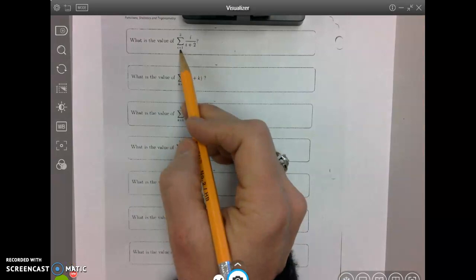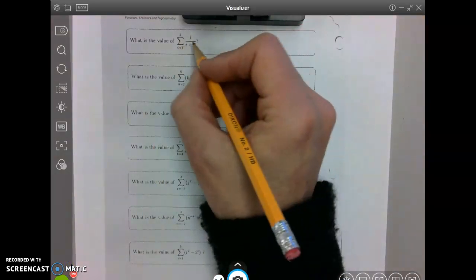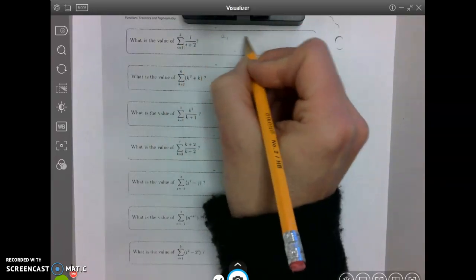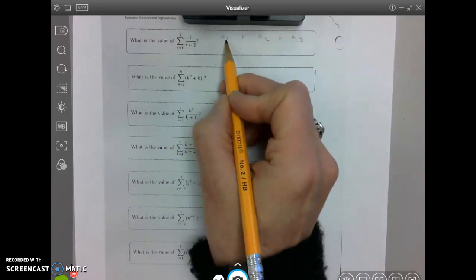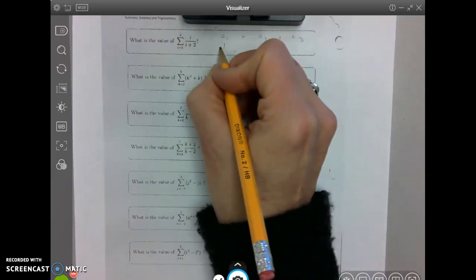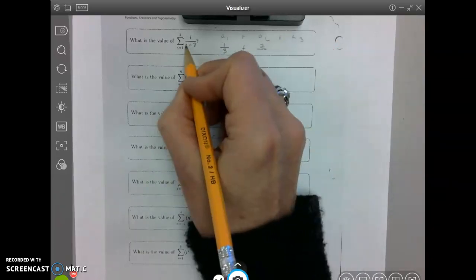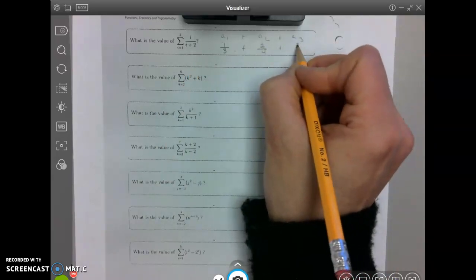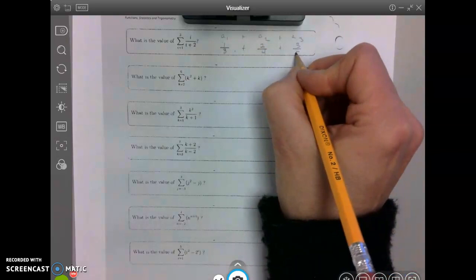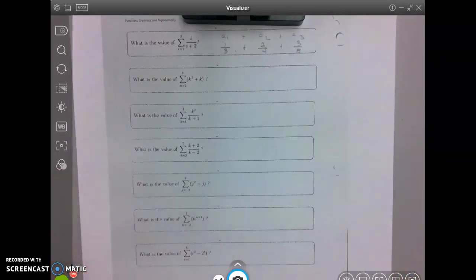So going from 1 to 3 of i over i plus 2. So I'm going to have my a sub 1, my a sub 2, and my a sub 3, where I'm putting in the 1. So I'm going to have 1 over 1 plus 2. I'm going to have 2 over 2 plus 2 is 4. I'm going to have 3 over 3 plus 2 is 5. And so what I would simply do is, in my calculator, I would add those.